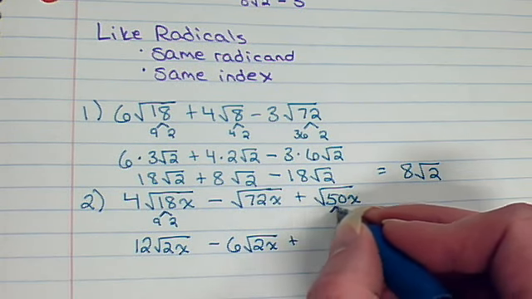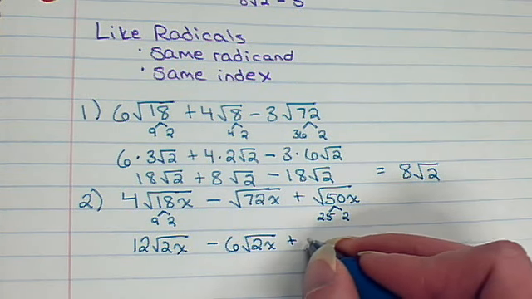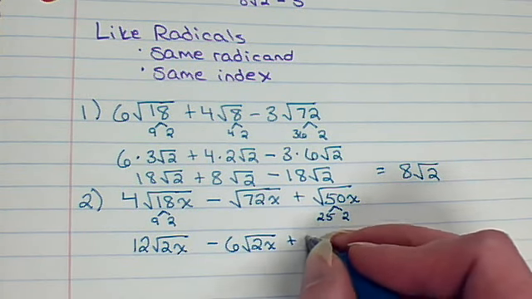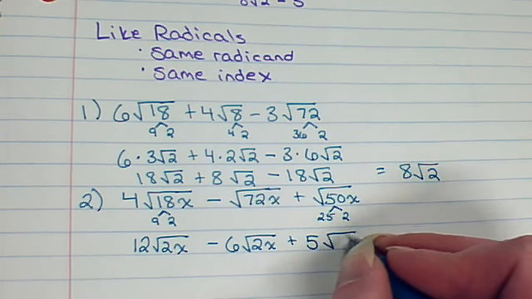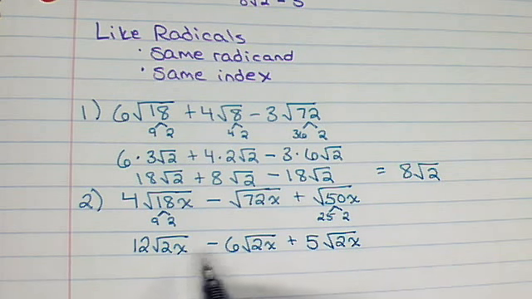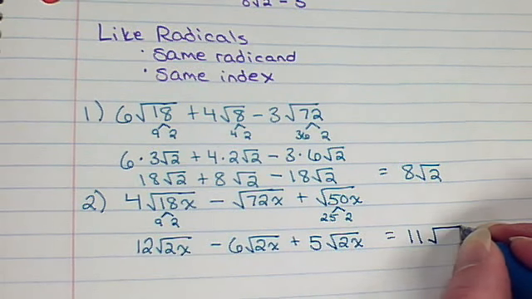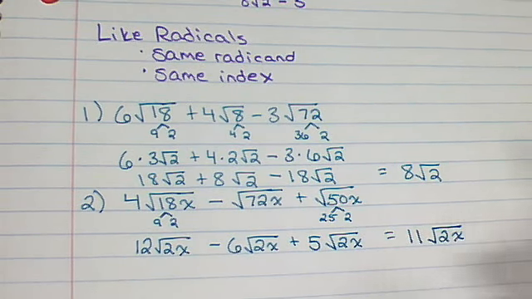And then we have 50. 50 is really 25 times 2. 25 is really 5 times 5, so that 5 gets to come out, and 2x is still in there. Do we have like radicals? We do. So we can add and subtract them. 12 minus 6 gives me 6, plus 5 gives me 11 of those things. The radical does not change when we add and subtract them.